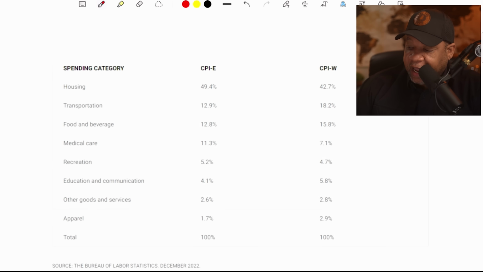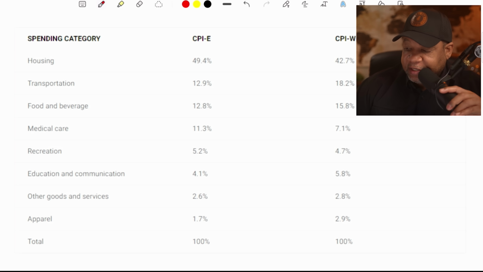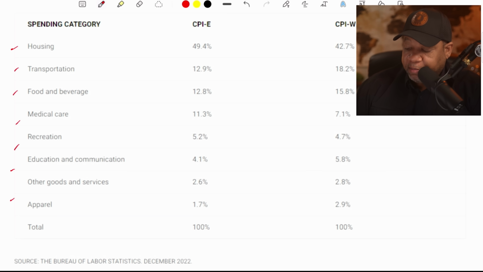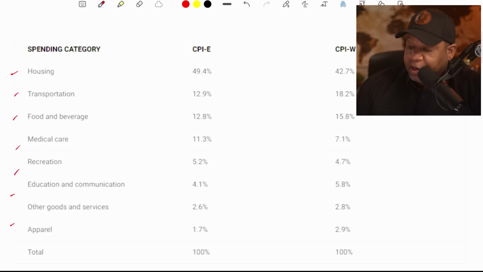Okay, so when we're looking at categories, we're basically taking a shopping cart and we have these different items. So all these different items here in the shopping cart, and that is how they figure out the CPI. So when it comes to inflation, every month you come up with a CPI score. So that is how they figure out what inflation looked like the previous month. Okay. So when we're looking at this, what they're doing here is they're taking the CPI-E and they're taking the CPI-W. Now they're doing a percentage. So the categories are the same, but they're weighted differently. Okay. So that's what's important.